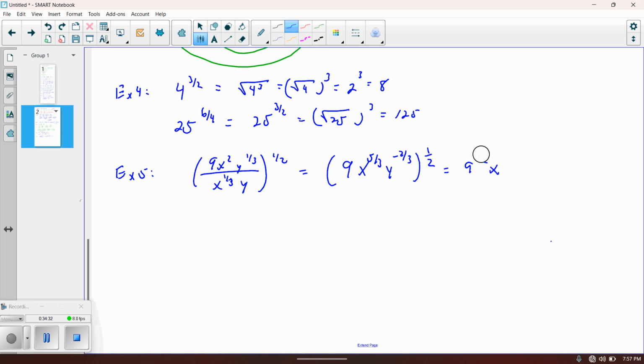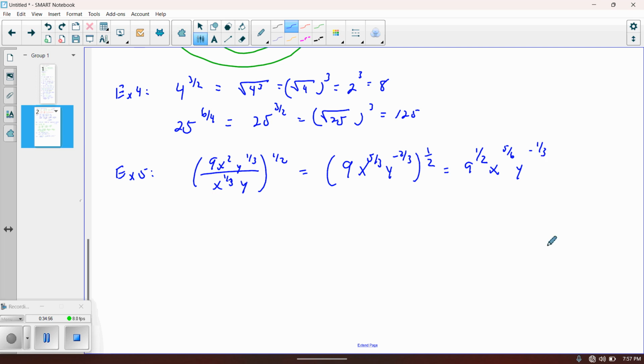When you distribute a power to a power, you multiply the powers together. So 5/3 times 1/2 will be 5/6. And then negative 2/3 times 1/2 will be negative 2/6, which reduces to negative 1/3.